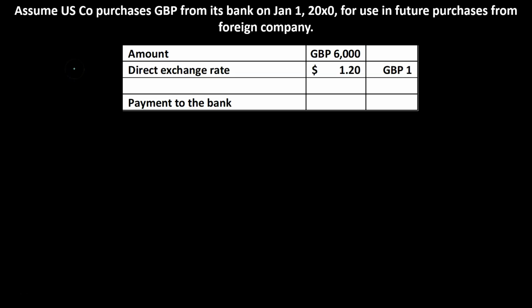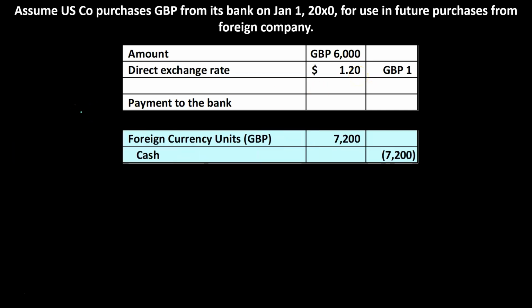Okay. Assume a U.S. company purchases pounds from its bank on January 1st, 2000 for use in future purchases from a foreign company. So we're going to be getting pounds. The amount we're going to get is 6,000 pounds. The direct exchange rate is $1.20 for 1 pound. So if we want to get 1 pound, we've got to pay in dollars $1.20. So if we were to record the payment to the bank, we're going to be paying $7,200 in order to get the 6,000 pounds.